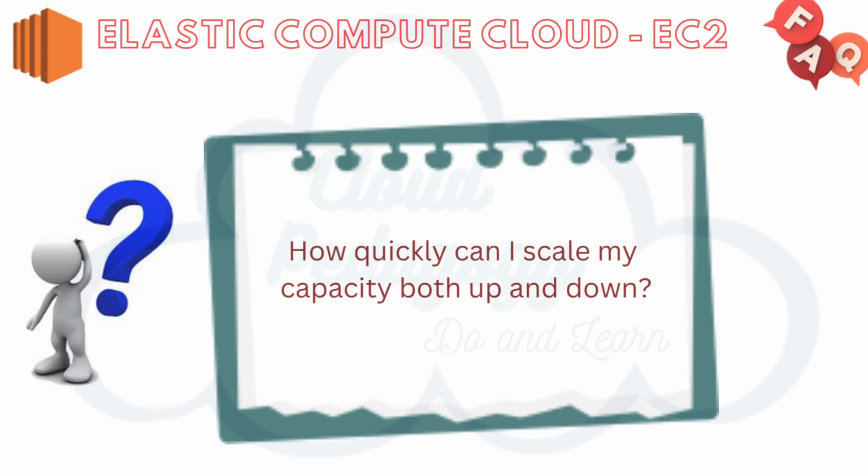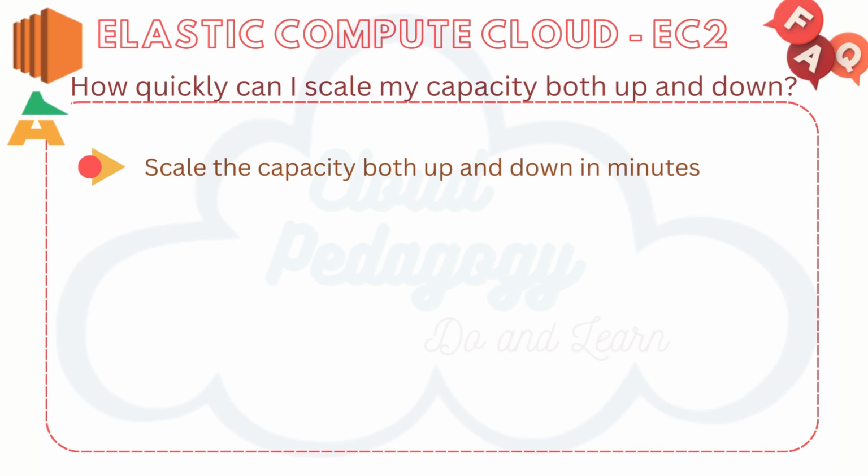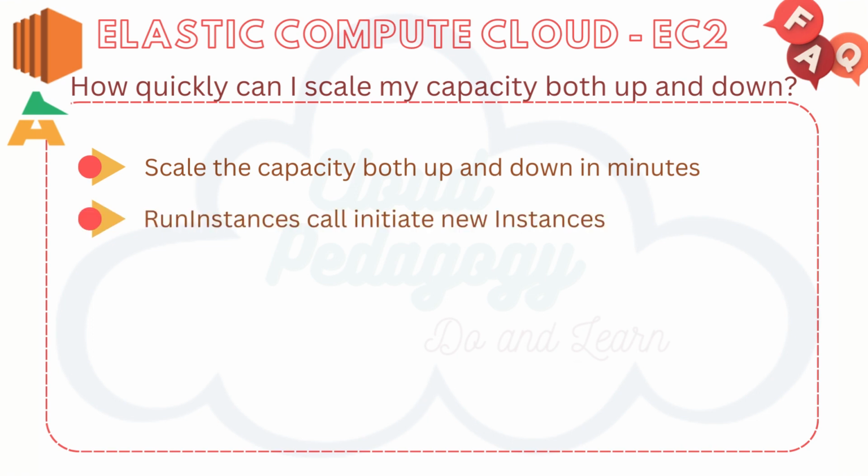Next, how quickly can I scale my capacity both up and down? Amazon EC2 provides a truly elastic computing environment. Amazon EC2 enables you to increase or decrease capacity within minutes, not hours or days. You can commission hundreds or even thousands of server instances simultaneously. When you need more instances, you simply call run instances, and Amazon EC2 will typically set up your new instances in a matter of minutes.